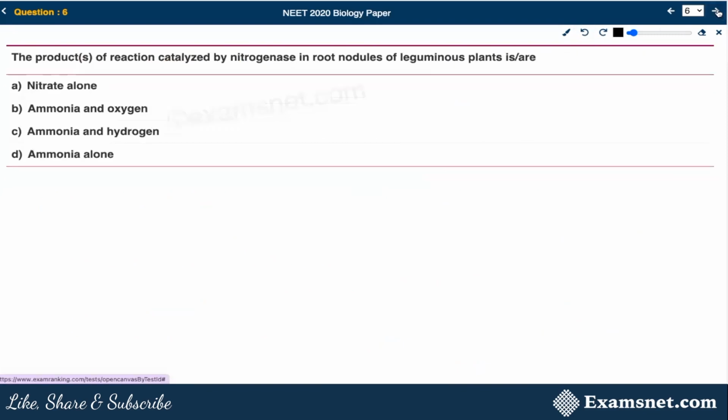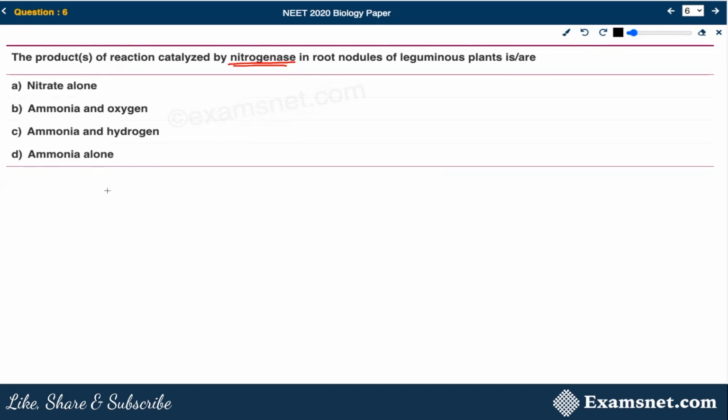Now let's move on to the next question, the sixth question. It says that the product of the reactions catalyzed by the nitrogenase enzyme in the root nodules of leguminous plants is or are. You have to see the products catalyzed by the nitrogenase enzyme. Nitrogenase is one such enzyme that fixes nitrogen and converts it into ammonia and hydrogen.